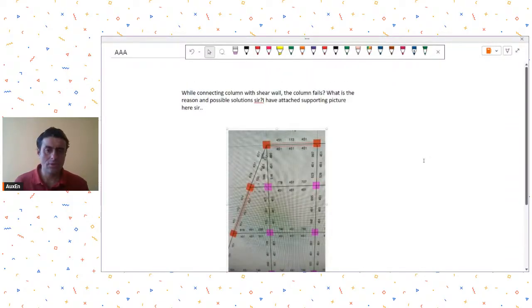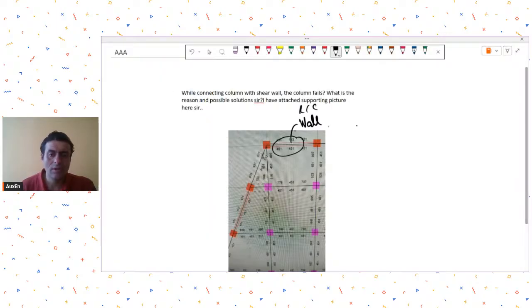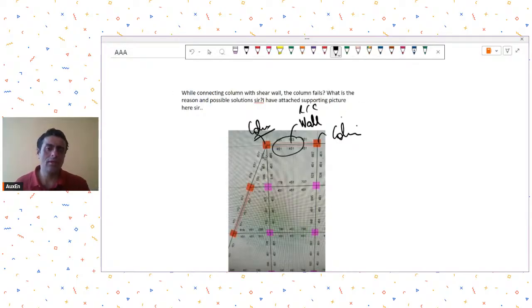Yeah, so if you see, the walls have been modeled over here. I hope this is visible. This is the RCC structural wall that has been modeled, and these are the columns that have been modeled, and the columns seem to be failing. And he is asking why this is happening. What is the reason for this kind of failure?